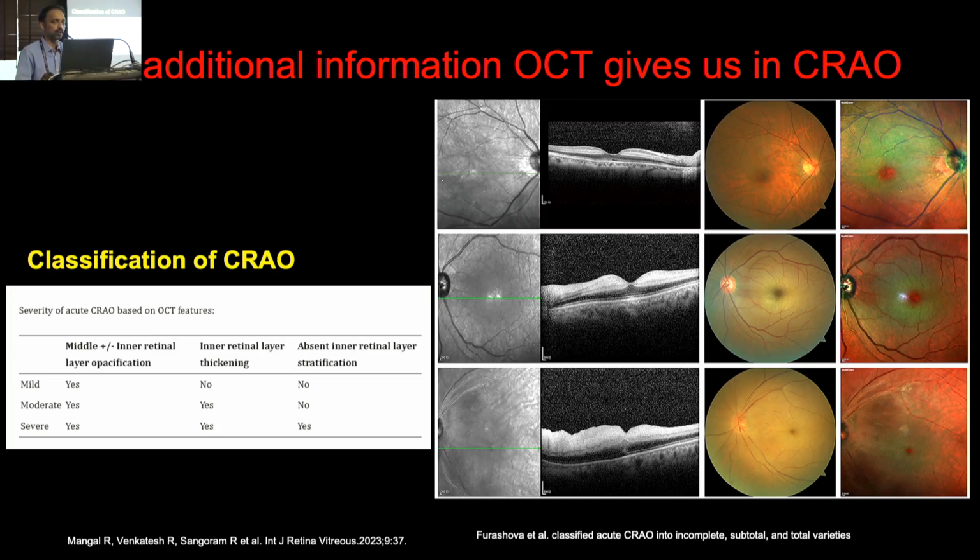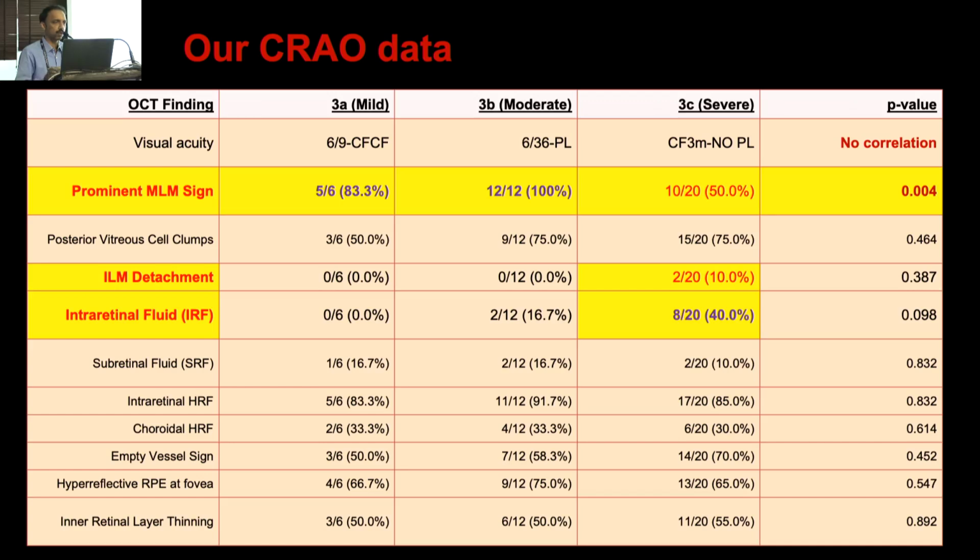So is OCT really useful in CRAO? Do you need to do an OCT in CRAO? There is a recent classification which has classified CRAO into mild, moderate, and severe based on the reflectivity of the different layers and loss of stratification. But we did our own analysis. We found that it was not really useful. There was no correlation with visual acuity, either at presentation or at the final visual acuity.